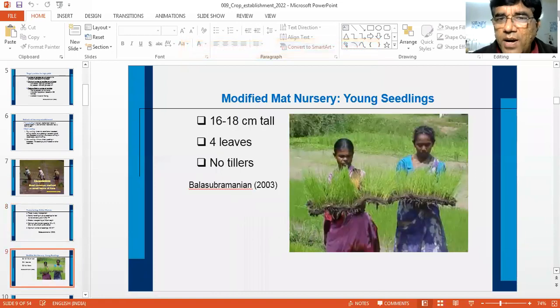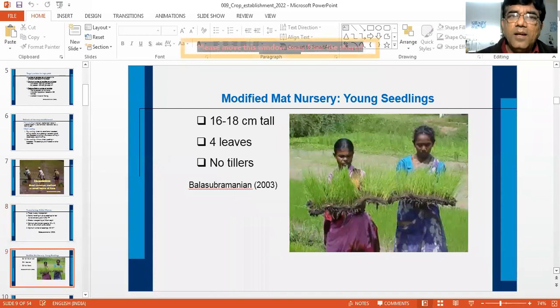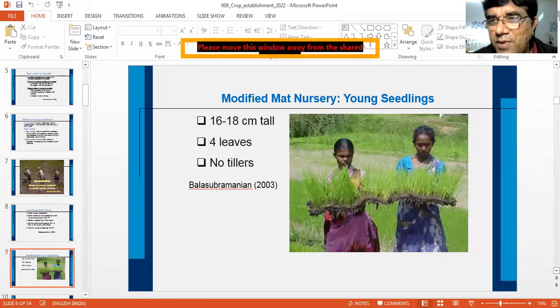So you can see modified mat nursery seedlings, young seedlings. You can see they are healthy seedlings, and they are approximately 16 to 18 centimeter tall. These are very general values. They will vary with the varieties also. Some varieties are tall, some varieties are small.